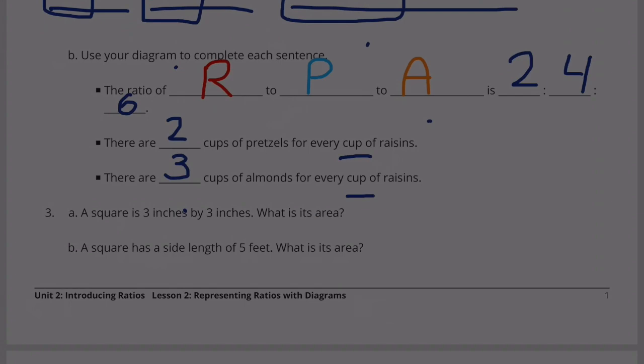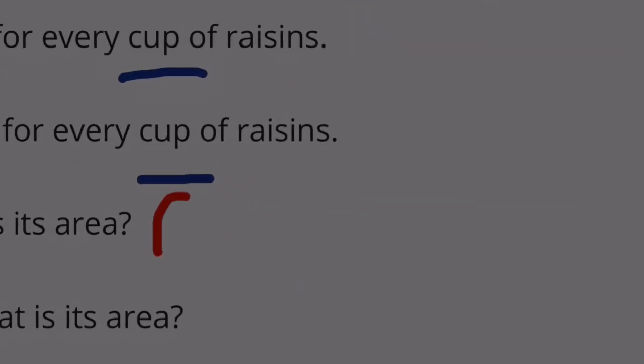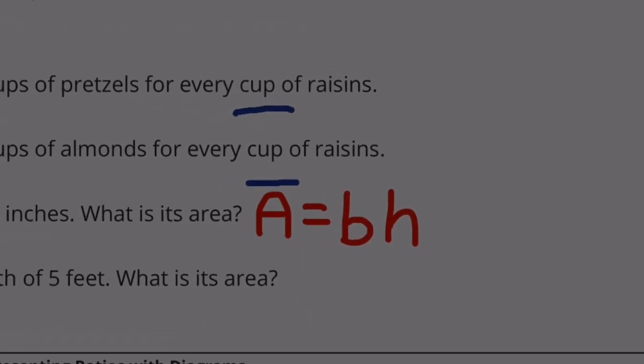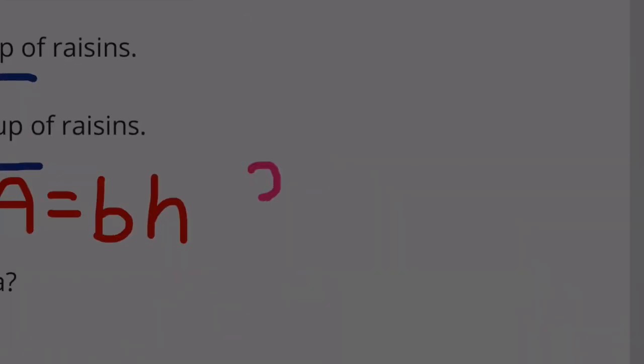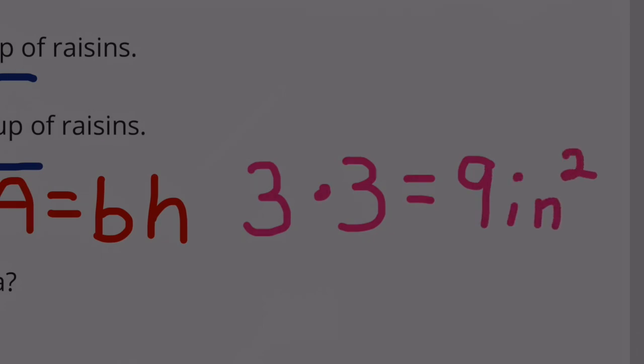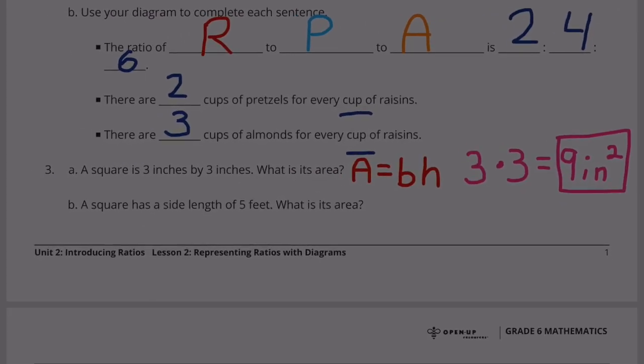Number 3. A. A square is 3 inches by 3 inches. What is the area? We know that the formula for area is base times height. So if a square is 3 inches by 3 inches, if the side lengths are 3, it would be 3 inches times 3 inches, and that would equal 9 inches squared, or 9 square inches. So the area would be 9 square inches.